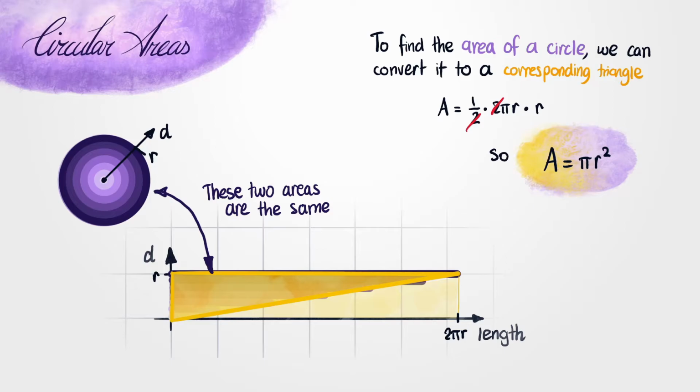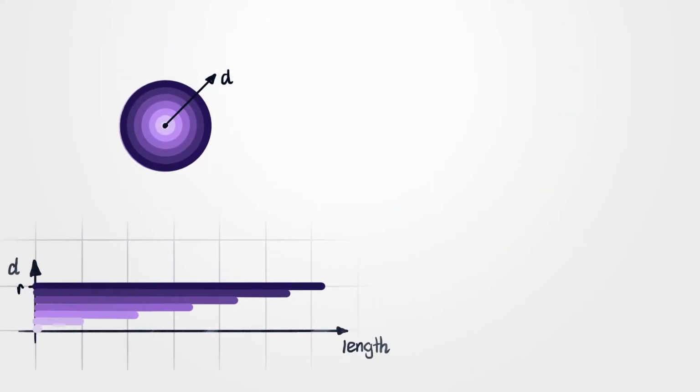Now there are actually some other circular areas that I'd like to introduce you to, so I'm going to go ahead and do this on a new page. Now to begin with, I'm going to bring back the circle and the unwrapped version as well. Now the next thing I'm going to introduce to you is called a sector. You can think of it almost like a slice of a pie.